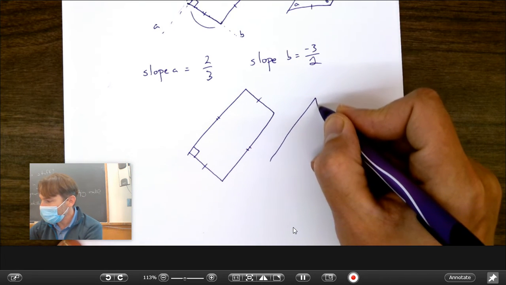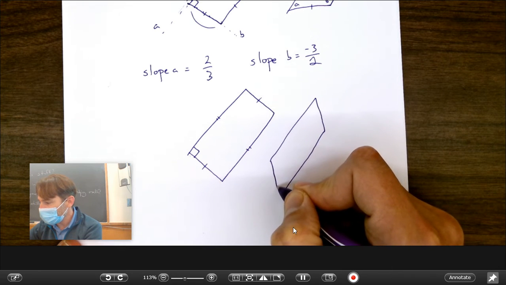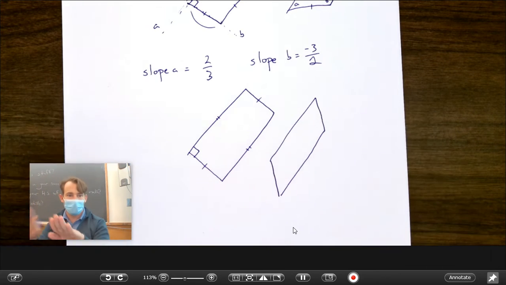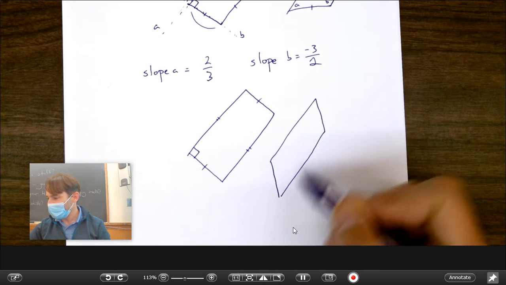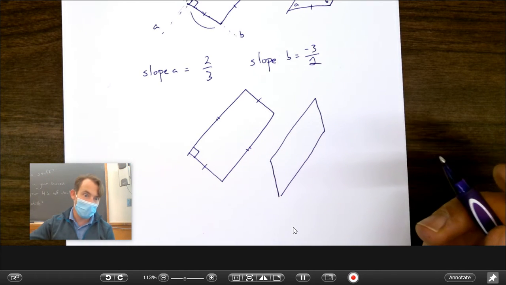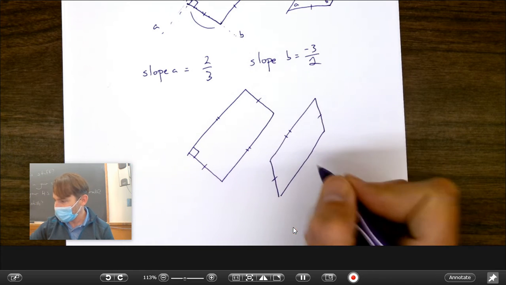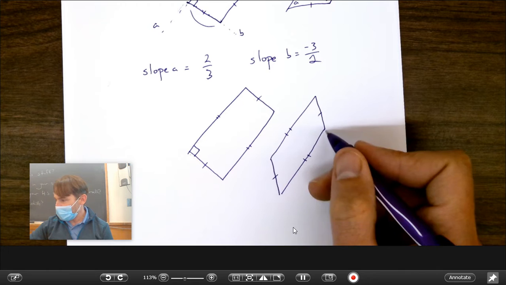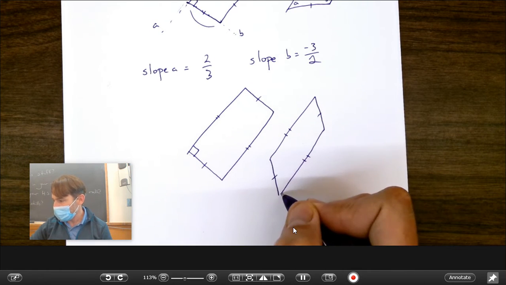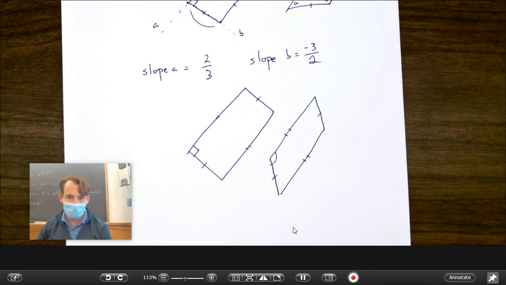Parallelogram is like a squished rectangle. Imagine that you had a Kit Kat bar in your pocket, and it kind of went like that when you heated it up with your body temperature, and it kind of got all squishy like that. That's a parallelogram. The same thing is true about the length of sides with a parallelogram. This has the same slope as that. This has the same slope as that because they're parallel, but they do not meet at a right angle.